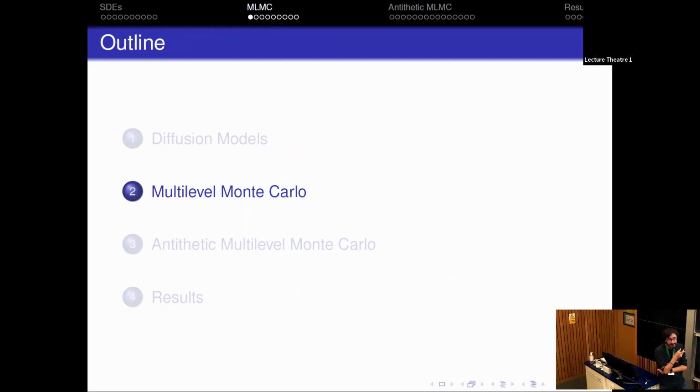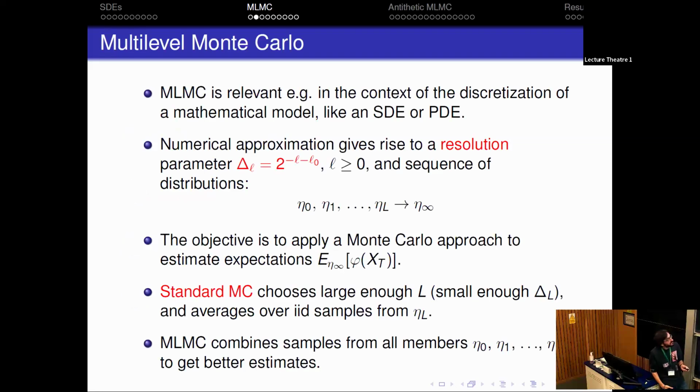I will show in a few slides a fast revision of the multi-level idea. So let's have a look. What's the idea here? You have a sequence of distributions that go to the limit that you are actually interested in. So you are interested in an expectation under this limit, the true solution of the SDE at some terminal time, capital T. And we want to approximate in a fast and accurate way the expectation of the true thing.